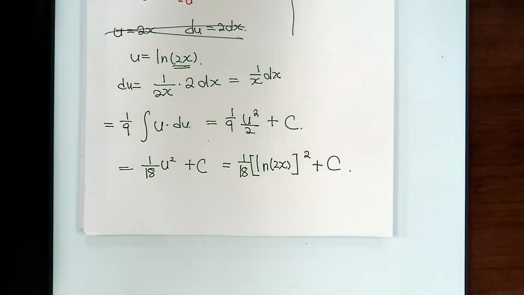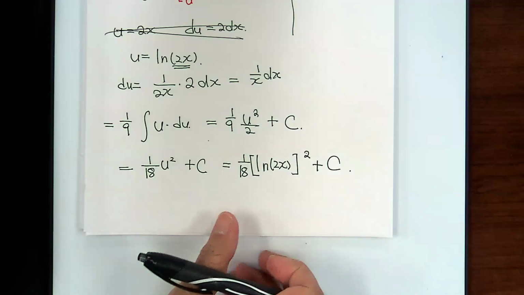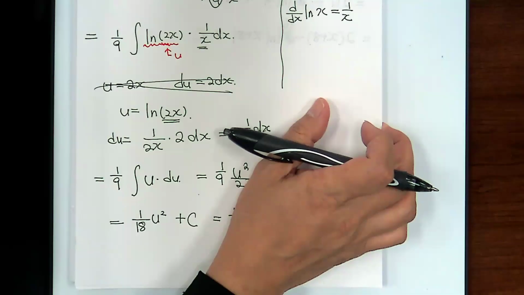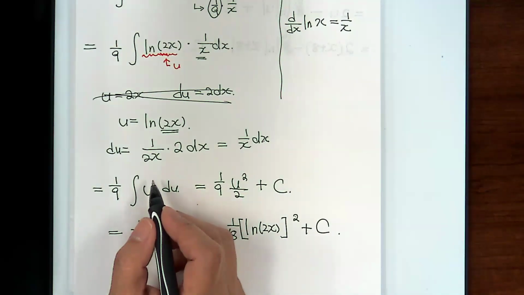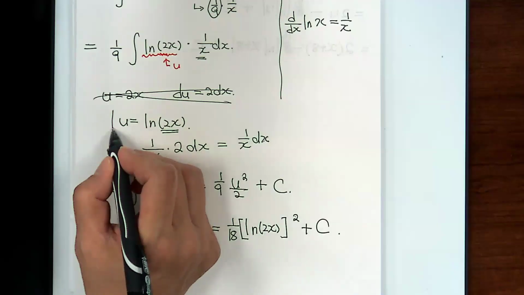Any question? Yeah. How did you derive ln? Where you said u was ln, how did you get u equals ln 2x?